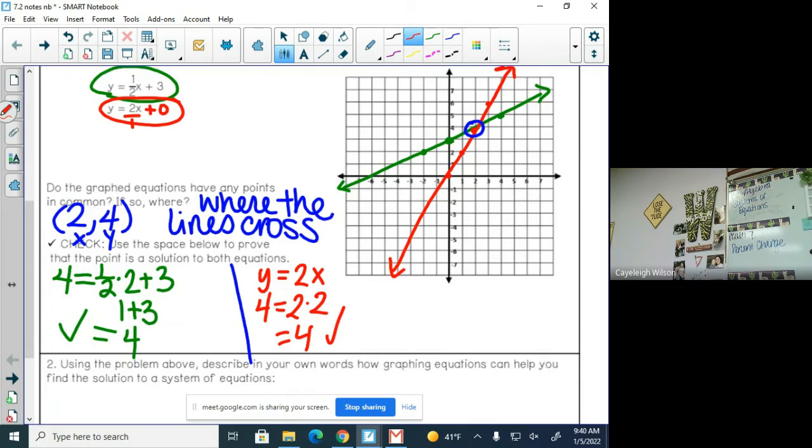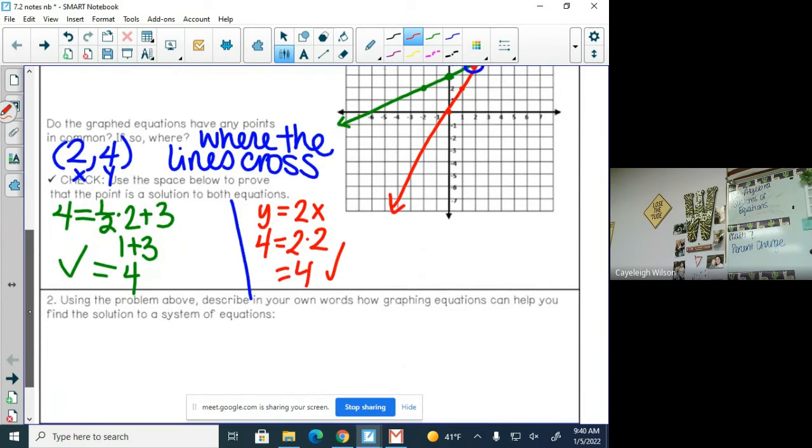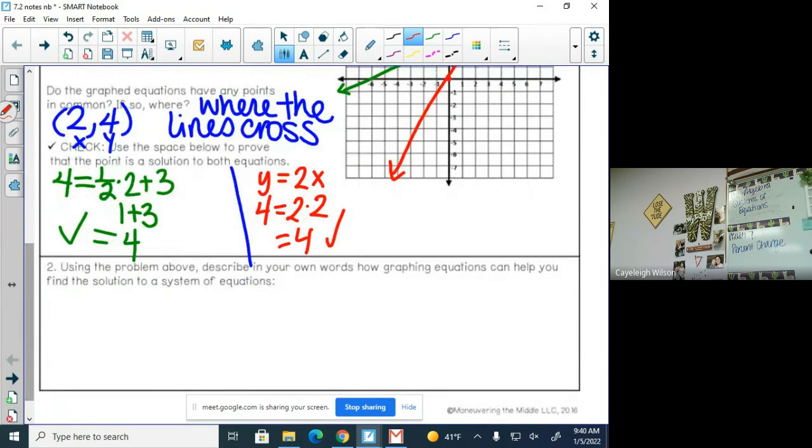Okay, using the problem above, describe in your own words how graphing equations can help you find the solution to a system of equations. And the solution is just where they intersect. It's just a quick way to find the answer to both of them, and that's where they cross. We don't have to write it.